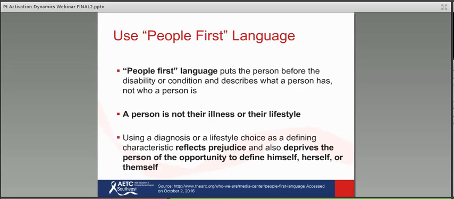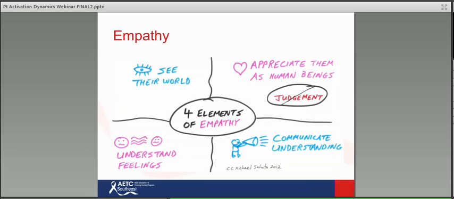The person is not HIV. They're not an old person. They're a person that has had many birthdays. Again, a person is not their illness. They are a person first, and the things that they're challenged with, which all of us are challenged with something, that comes second.